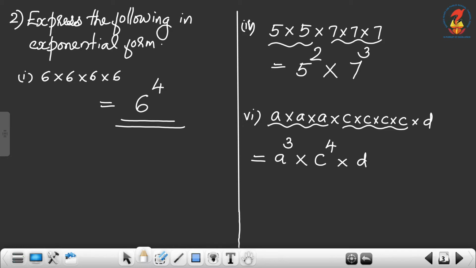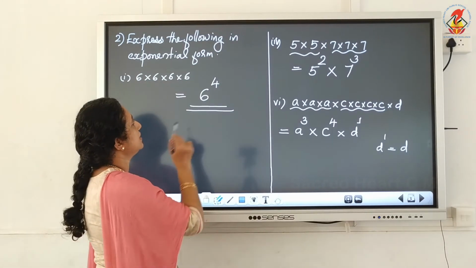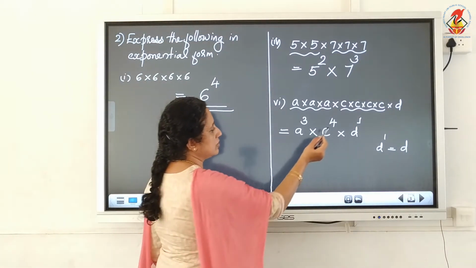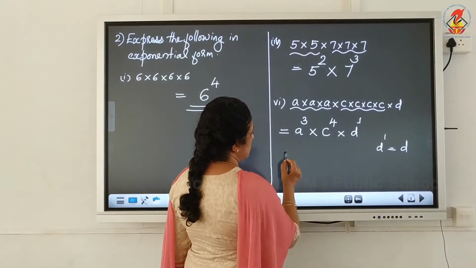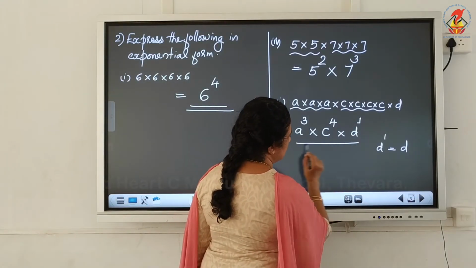D is multiplied by itself only one time. Okay, so D is repeated only one time. So D raised to 1. And if the power is 1, D raised to 1, we can write it as D itself. D raised to 1 means it is D itself. Now here we have to write it in an exponential form, so we can write down the power as 1. So A raised to 3 into C raised to 4 into D raised to 1.